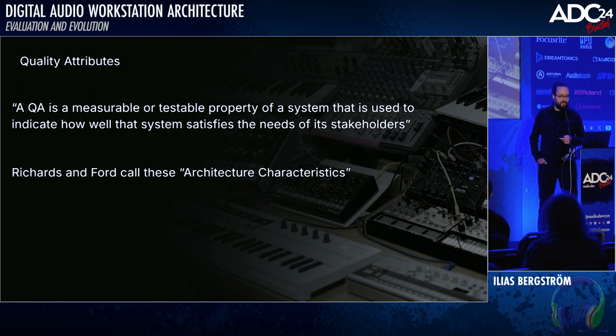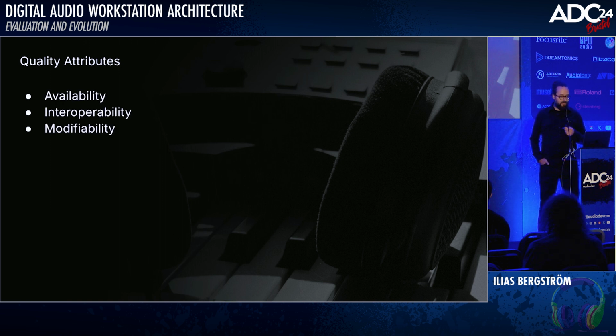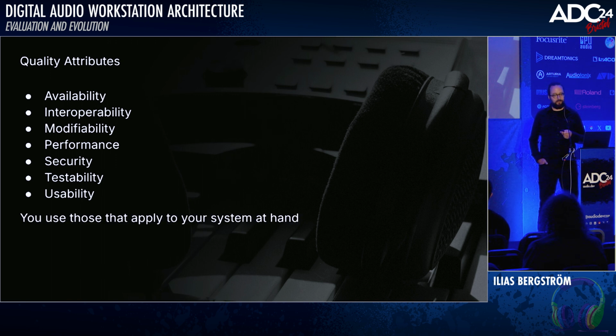I managed to say that. I will stick with quality attributes because I'm not sure I'll be able to repeat that phrase correctly. And I also use it in the last talk. It's a bit of a tongue twister. Anyway, the most commonly used QAs are availability, interoperability, modifiability, performance, security, testability, usability. You use the ones that best apply to your system at hand, but these are the most common ones.